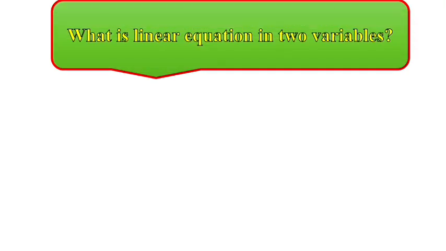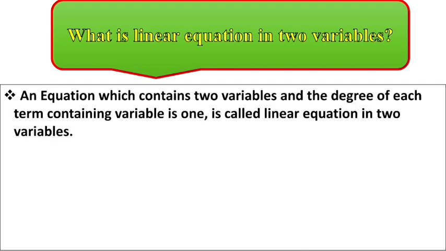Now let's start. What is a linear equation in two variables? An equation which contains two variables, and the degree of each term containing a variable is 1, is called a linear equation in two variables. In the lower class you have learned about linear equations. Here there are two variables. Variable means we are using letters of the alphabet, and when the degree of the variables is 1, we can say the equation is a linear equation in two variables.